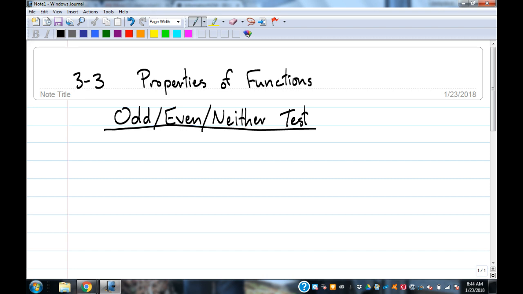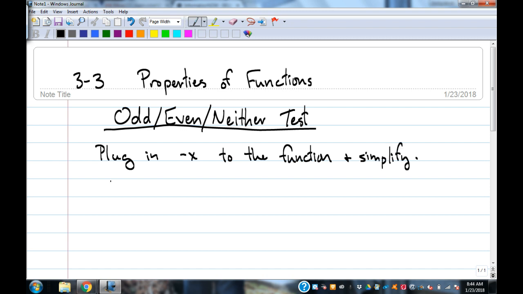The great thing about that is it's only one test that you have to do, and that would be that you plug in negative x to the function and simplify. So really you're finding f of negative x. That's what you're doing. Okay. That's the odd, even, and neither test.